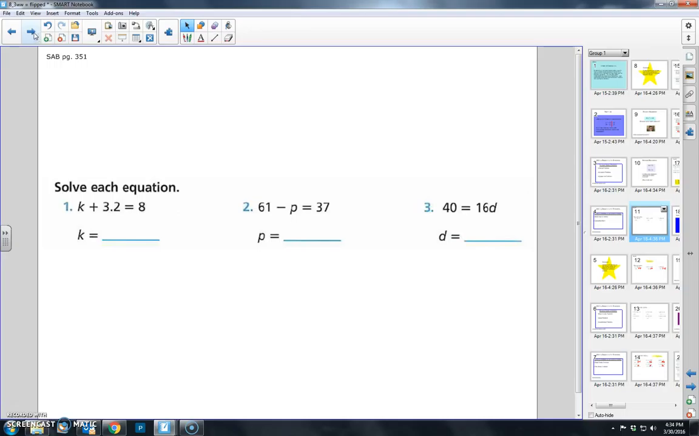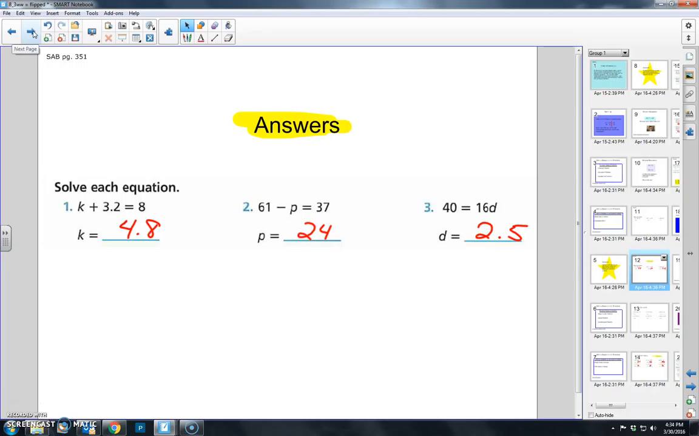Welcome back. Hopefully you have the correct answers. Let's check your work right now. Answer number 1 is 4.8. That means 4.8 plus 3.2 equals 8. 61 minus p equals 37, so p equals 24. And 16 times d, where d stands for 2.5, equals 40.